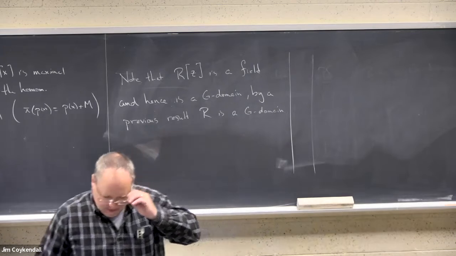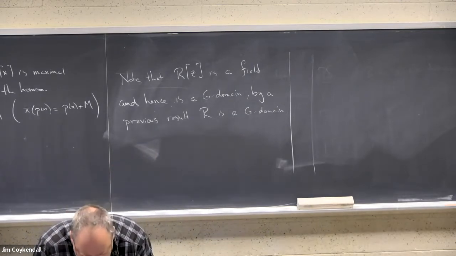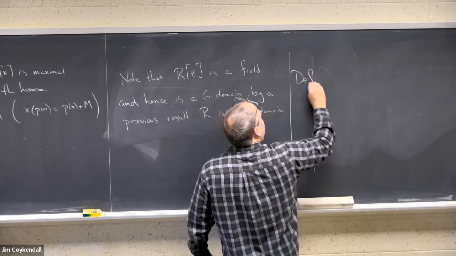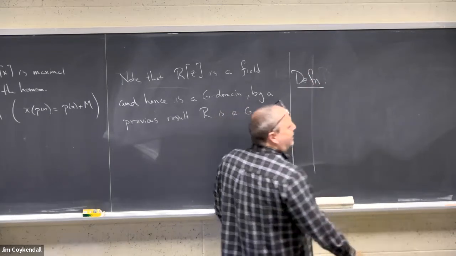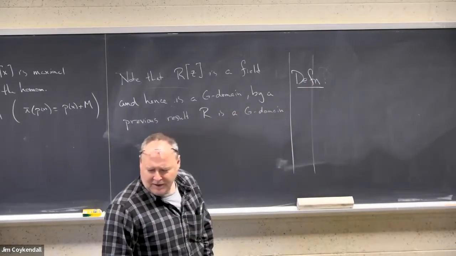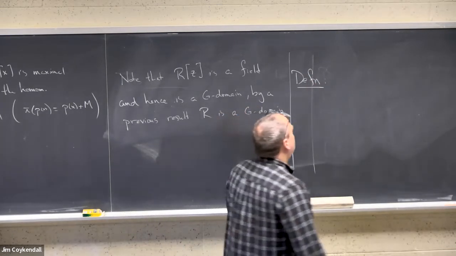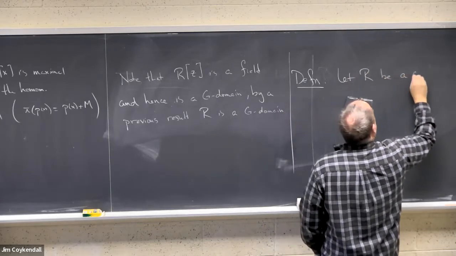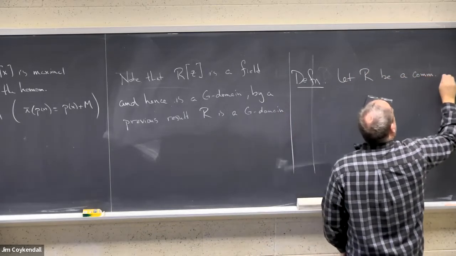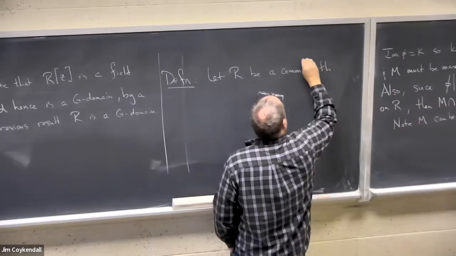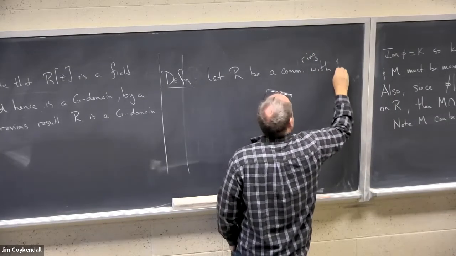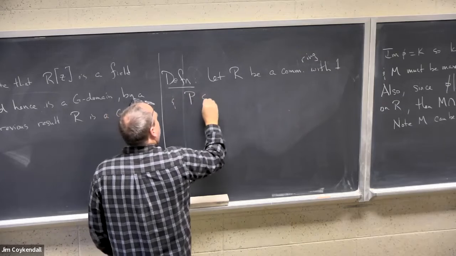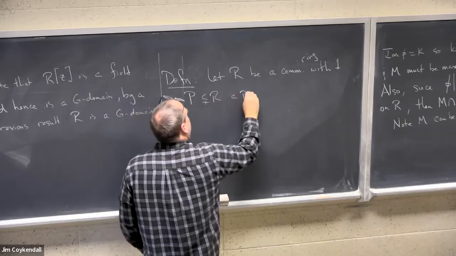Okay. Definition. This is for fun, like a little party game here. Let me see if you can guess this. What are a commutative ring with 1, P in R, and a prime ideal?